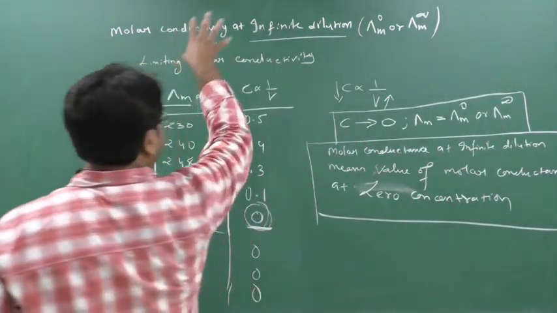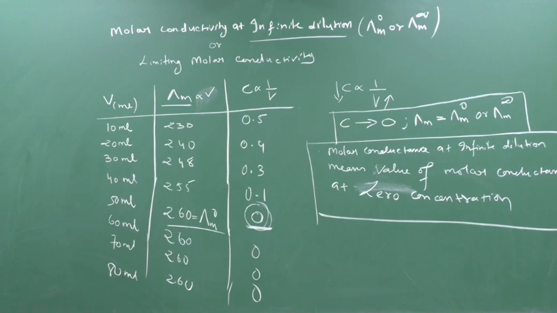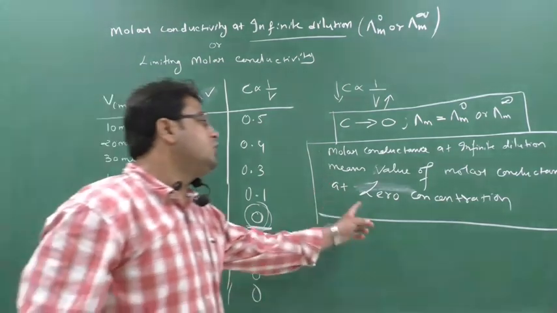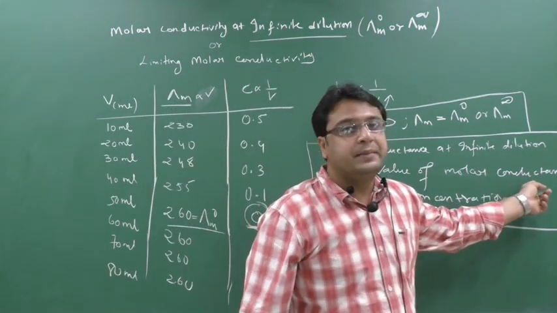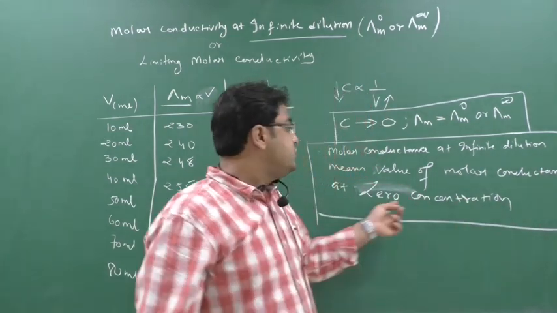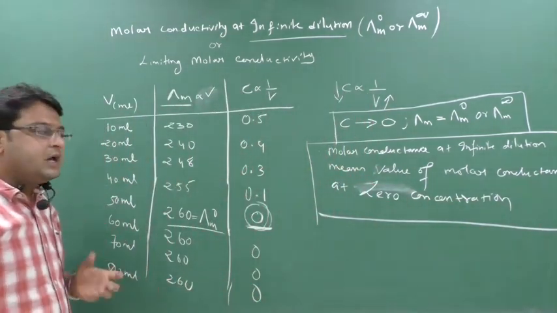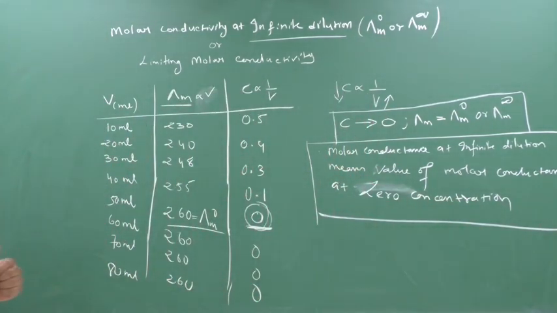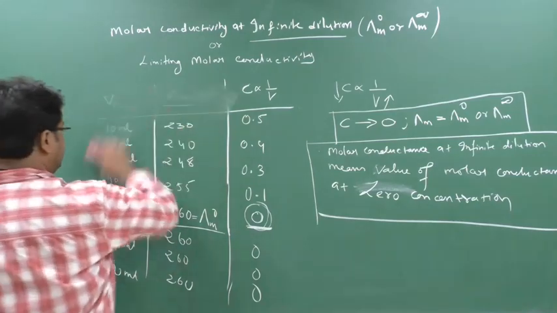Molar conductivity at infinite dilution, or limiting molar conductivity, is defined as the value of molar conductance, that is lambda m, at 0 concentration. Clear this part? Okay. So I hope you have written this. Now we'll discuss the relationship.